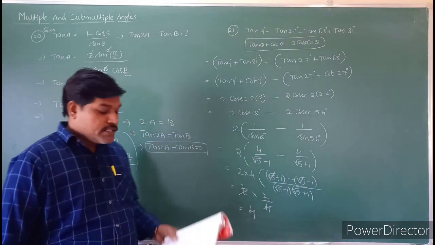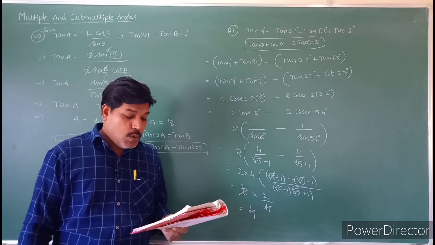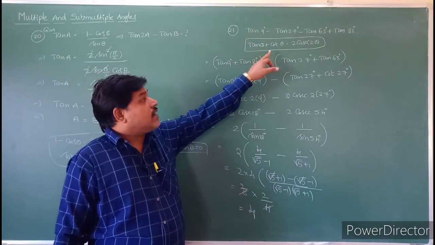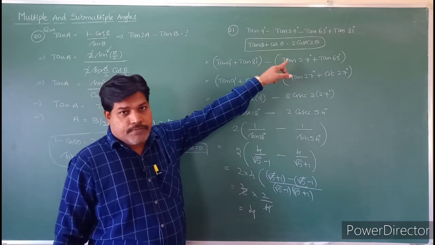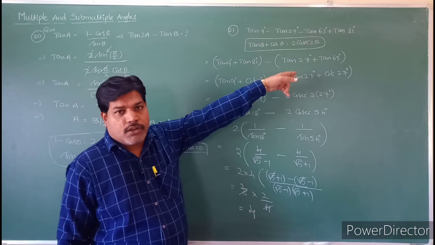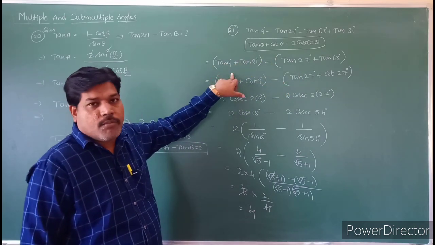So see that question, students. See the question number 21. Are all understood that? So first we have to understand this formula: tan theta plus cot theta is equal to 2 cosecant 2 theta. I have already given the proof in the synopsis. So see that I will use that formula here.